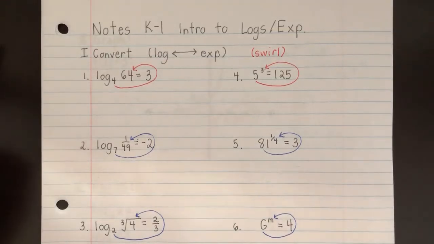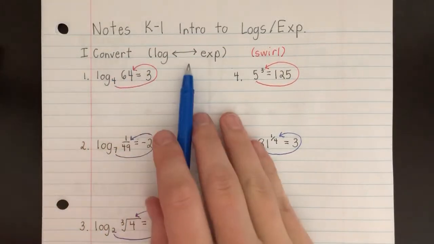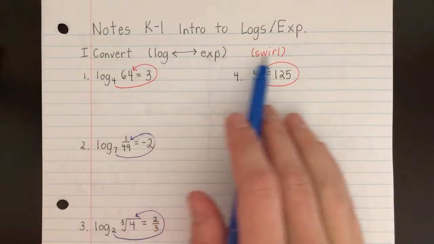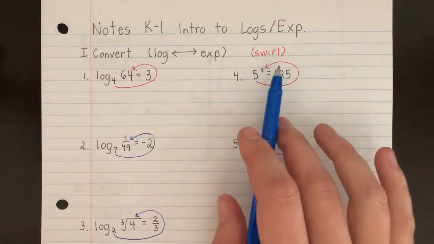Today we're looking at notes K-1, an intro to logs and exponential functions in pre-cal. So we know that you've dealt with this in Algebra 2, so this is just kind of a refresher course. So in part 1, we will be converting back and forth between log and exponential, and we will use the method of swirl.